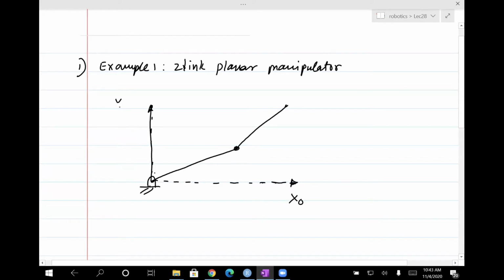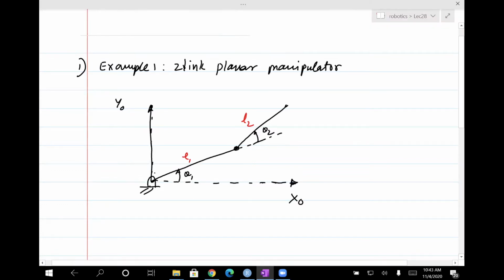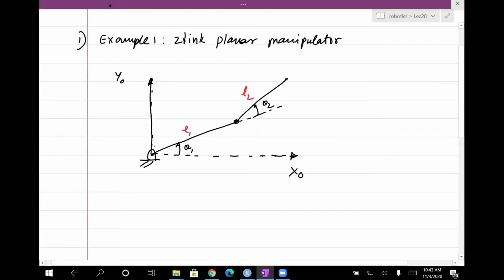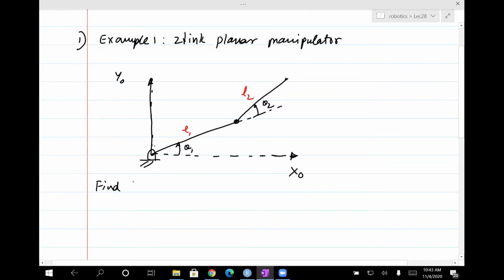So x0, y0, and then this is theta1, this is theta2, and then the link lengths are L1 and L2. Okay, so the question is: find the position and orientation of the end effector, right? The end effector is the second link, the one which has degree of freedom theta2.